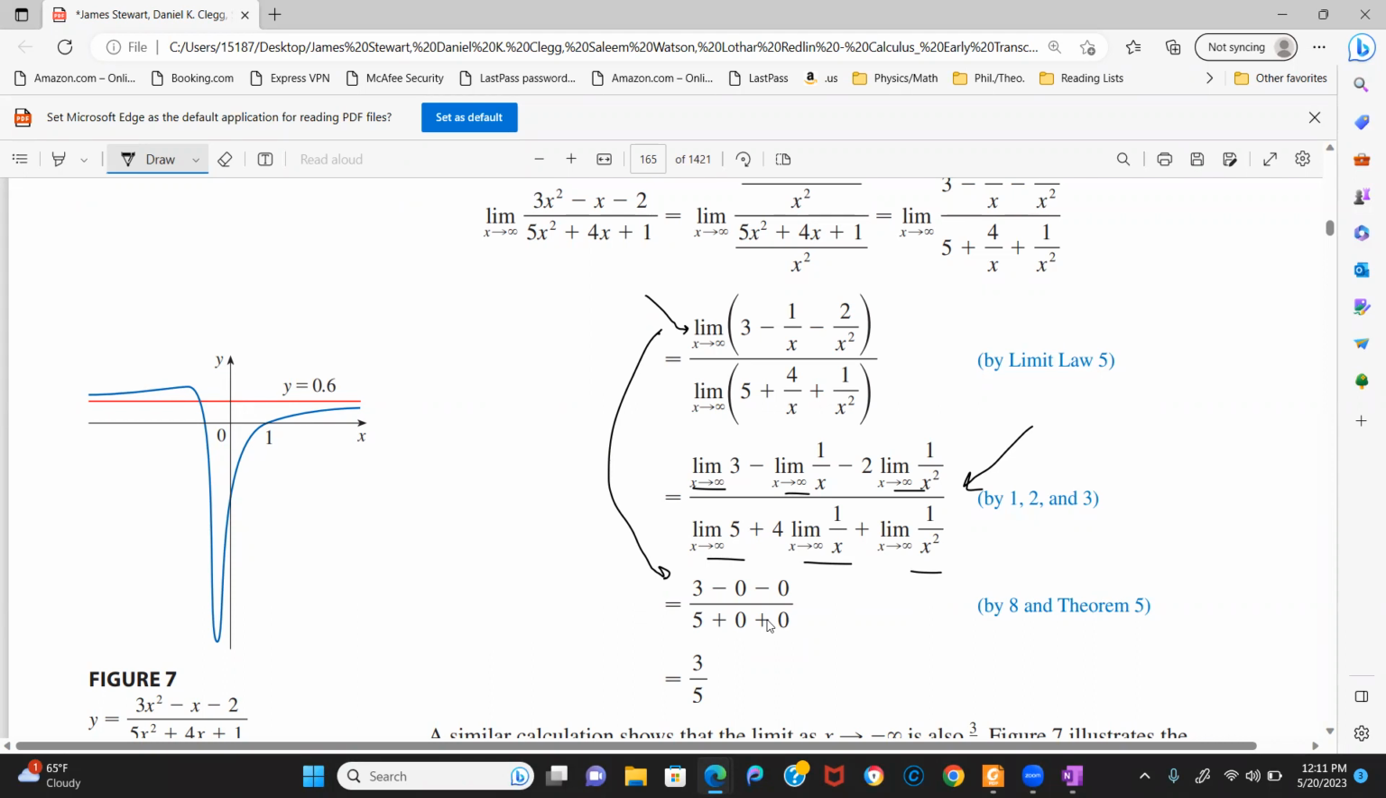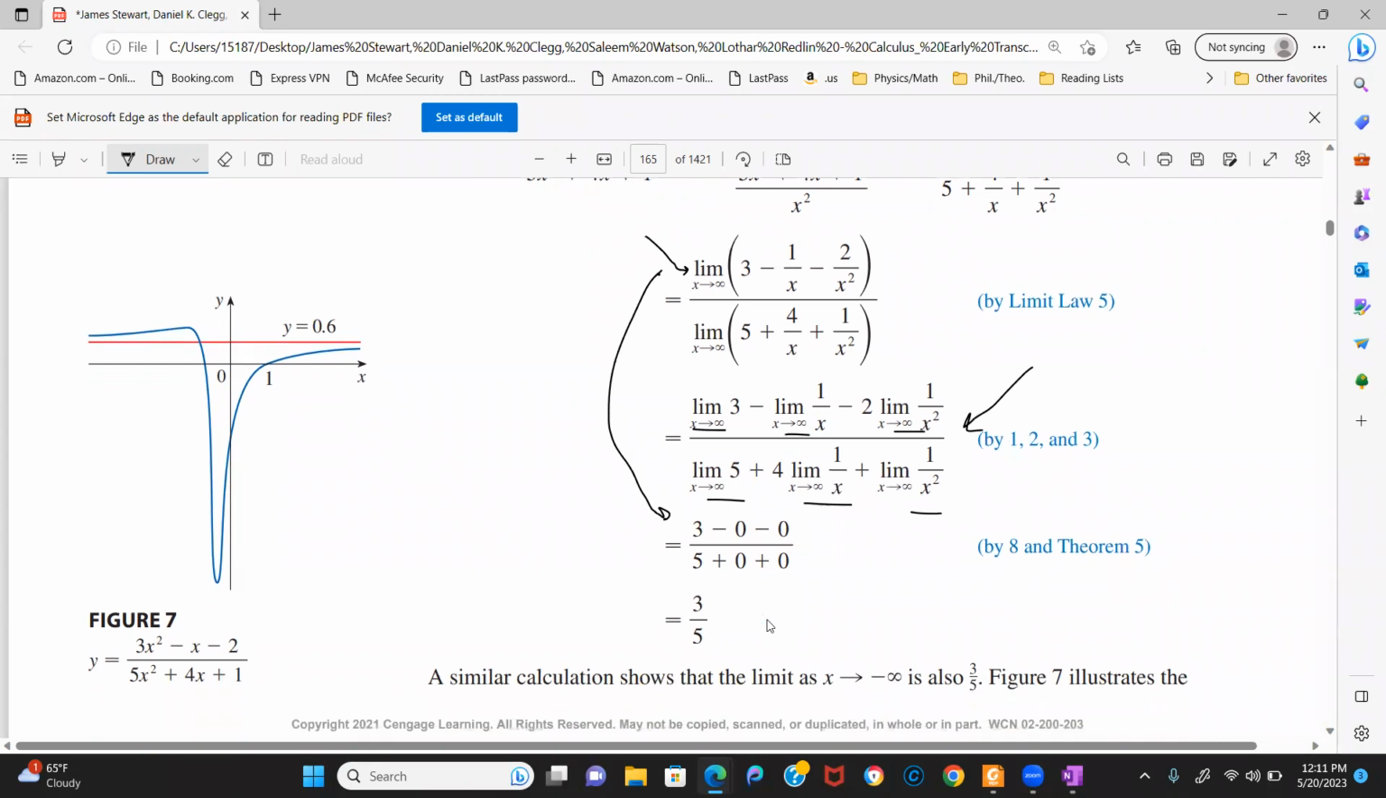So here is a plot of the function right here. And see, we got 3 over 5. So 3 over 5, I guess, is this 0.6, which is the same thing as 3 over 5. So this says that the horizontal asymptote is 3 over 5. It gets close to it.